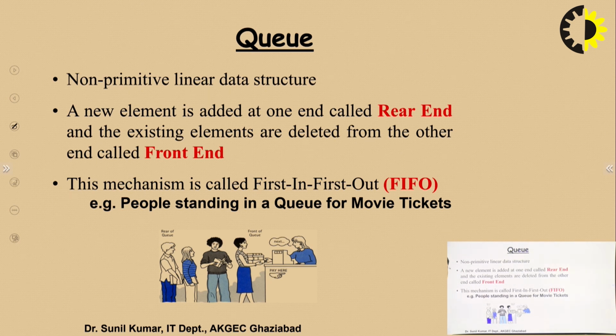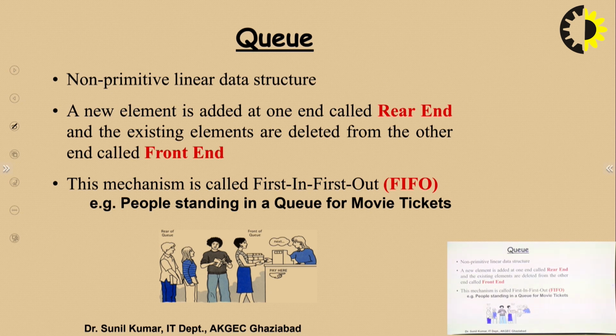That means we have two pointers, one is the rear pointer and another is the front pointer. Front for deletion and rear for insertion. And basically it works on the principle, or you can say mechanism, that is called FIFO, first in, first out. This can be understood with the help of this example.